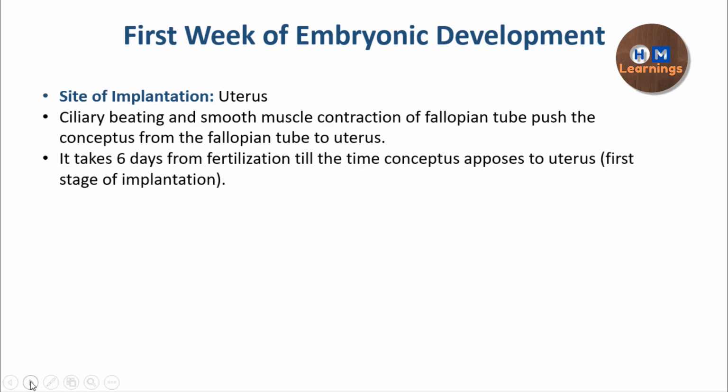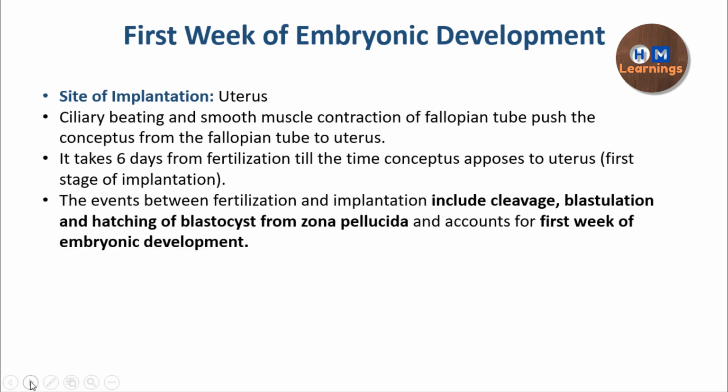Then it takes 6 days from fertilization until the first stage of implantation starts, and those 6 days are called the first week of embryonic development. During these 6 days, the events which happen include cleavage, blastulation, and the hatching of the blastocyst from the zona pellucida. So in this video we are going to look at these events in detail.